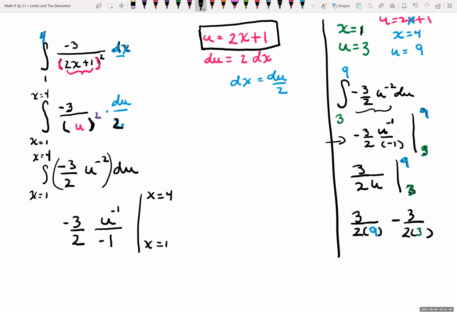So I notice I can simplify a little bit. Let me simplify just the first fraction. I see that if I simplify the second fraction, I won't have a common denominator. But if I simplify this first fraction, 3 goes into 9 3 times. So this is the same thing as 1/6 minus 3/6, which is -2/6.